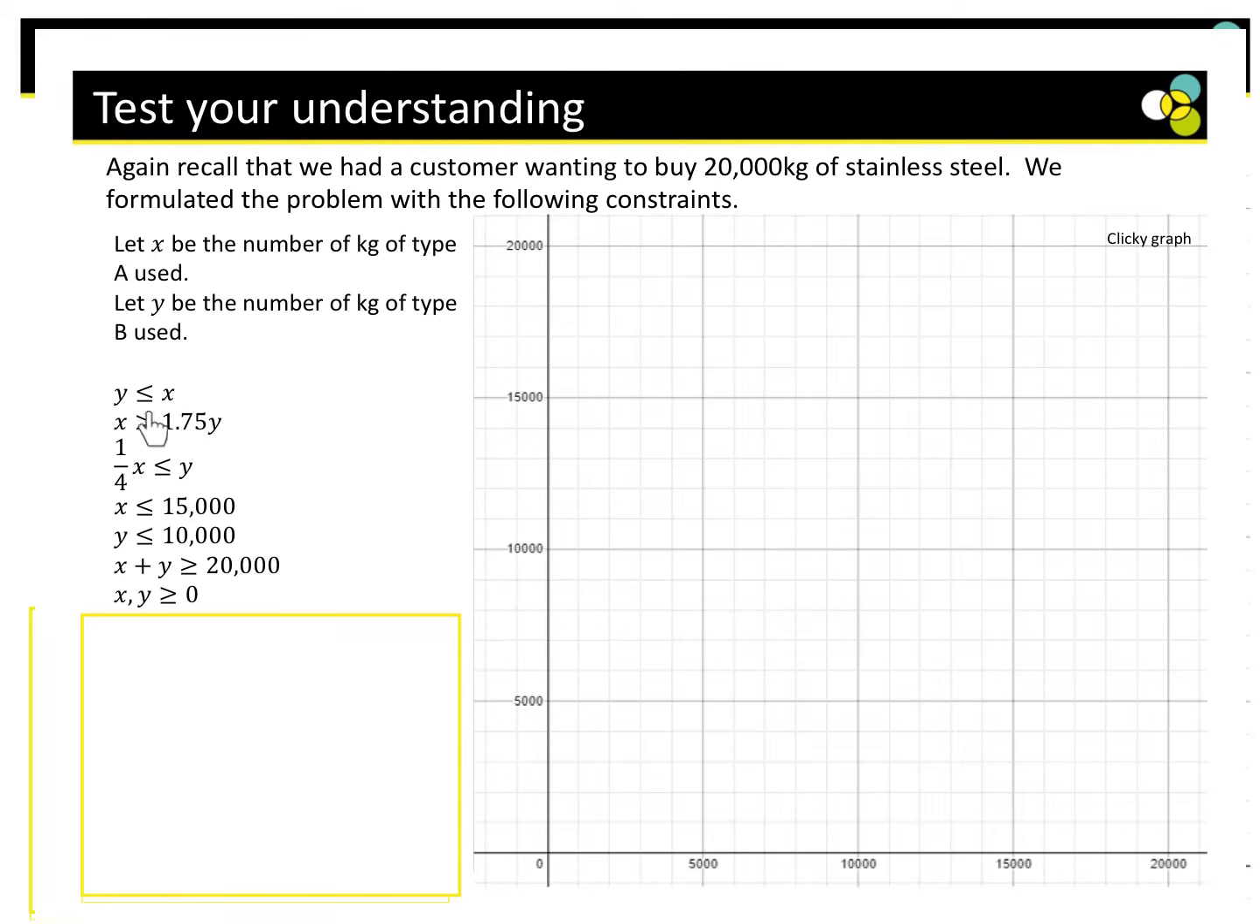We know that if it's less than or equal to, it's a solid line. What happens if it's just less than or more than? Yeah, it's a dotted line. Everyone knows that anyway. If you didn't know that, just get out and come back in when you remember.